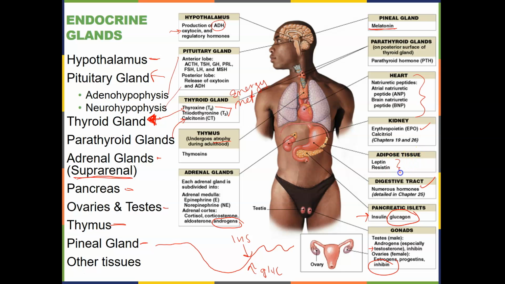Adipose tissue or fat, they make leptin and resistin. Leptin is a hormone that when your fat cells are full, tells you, hey, we're full. Don't put any more food down here. We're not hungry. We're full.